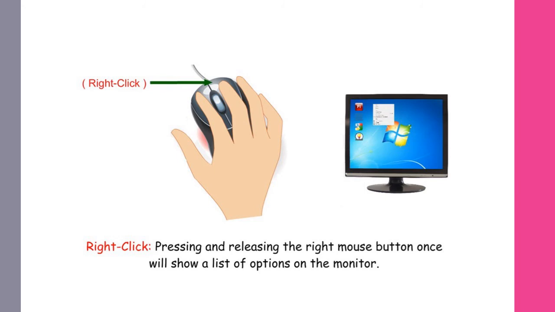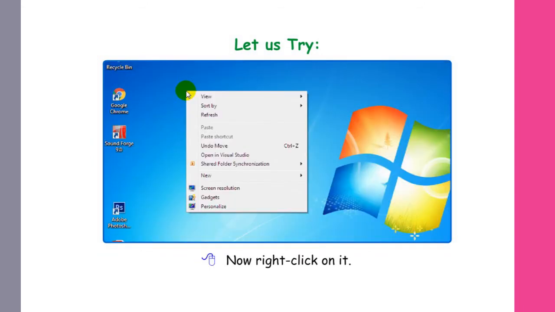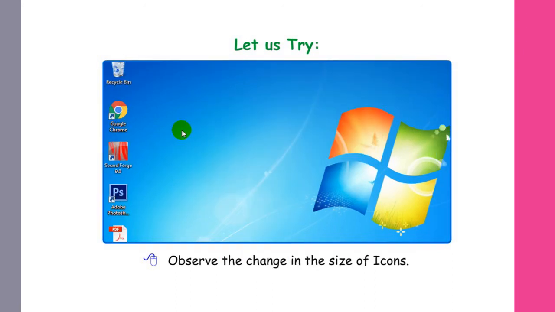Right click. Pressing and releasing the right mouse button once will show a list of options on the monitor. Move the mouse pointer to the blank area of the desktop. Now, right click on it. The list of options will appear. Select the View Medium Icons option. Observe the changes in the size of icons.